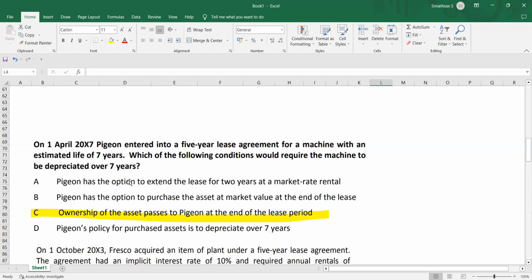But here they are asking which condition would require the machine to be depreciated over 7 years. Here 7 years is nothing but the asset's estimated useful life. So in order to depreciate the right of use asset over the asset's estimated useful life, the ownership of the asset should be transferred by the lessor to the lessee at the end of the lease. So transfer of ownership should be the condition. And option C says that ownership of the asset passes to PGN at the end of the lease period. So in this case, option C is the right answer.